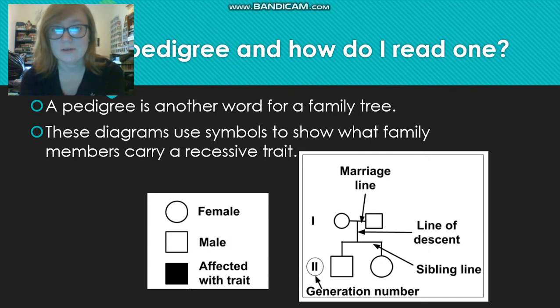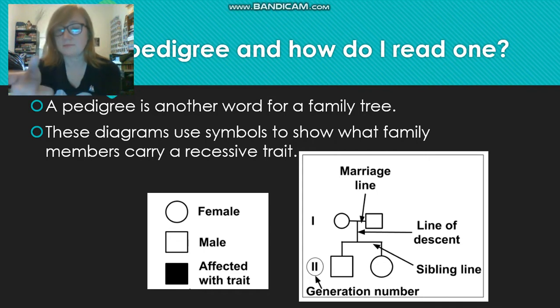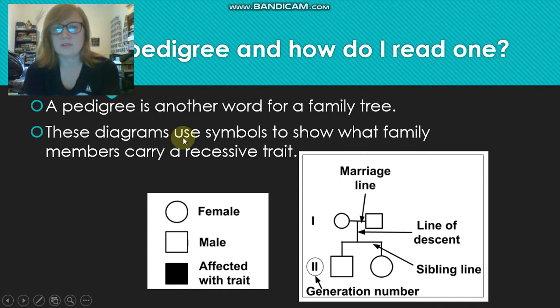Okay, so we're going to learn about pedigrees, and not like dog food or anything like that. This is like a family tree. They all kind of look similar, as you can see on the screen here. Instead of putting a picture of someone's face on there to illustrate, hey, this is so-and-so, this is great grandma, they represent them by shapes and colors, either colored in or blank. So they use symbols to show what family members carry what traits, so you can kind of track through time.